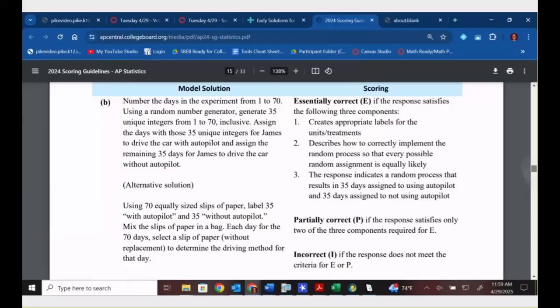Flipping a coin would be a random process, but it doesn't meet the third component that says it results in 35 days assigned to using autopilot and 35 days assigned to not using autopilot. So it is a random process, and you would get credit for it being a random process, but you would not get credit for being able to guarantee 35 in each of those groups. Does that make sense? Okay.